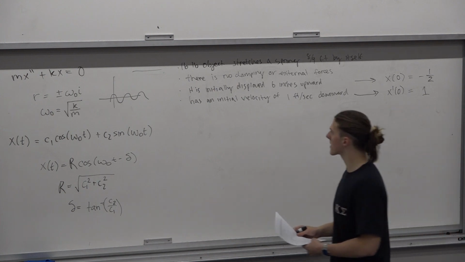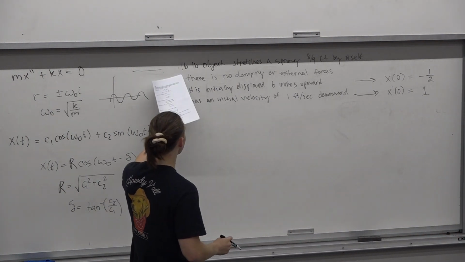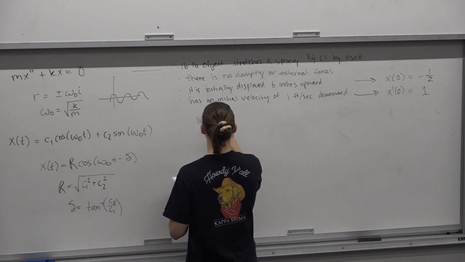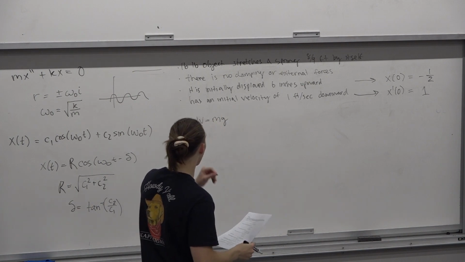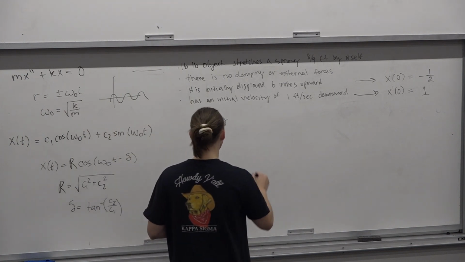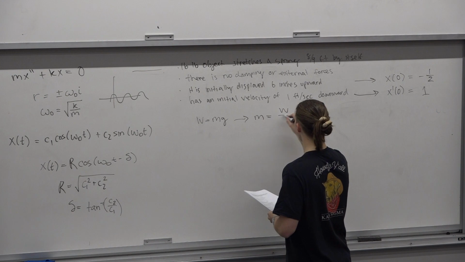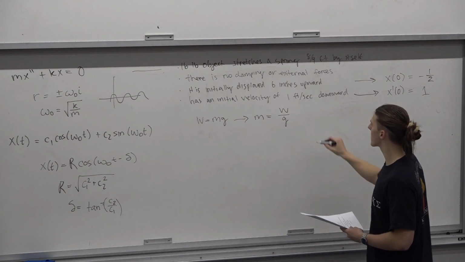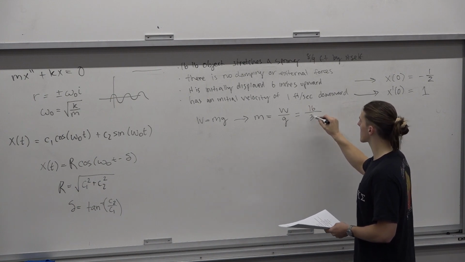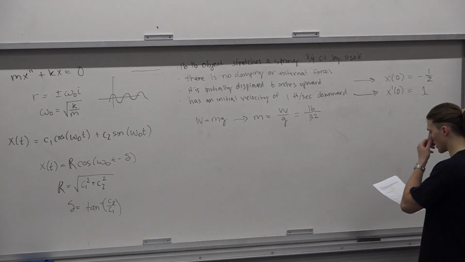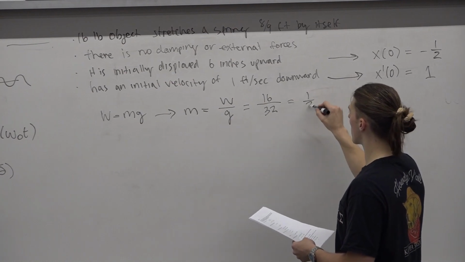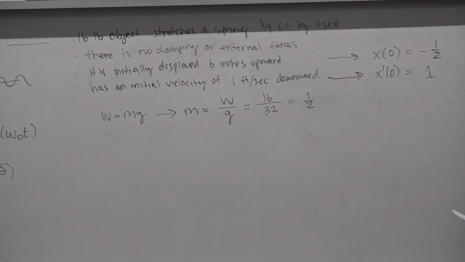So we have a couple things. First thing to note is that 16 pounds, that's not mass, that's weight. So we have to figure out our mass. We have this equation, weight equals mass times gravity. We work it out to be mass equals weight over gravity. 16 pounds in imperial, gravity is 32 feet per second squared. So this comes out to 1/2. So we now have our mass of 1/2.